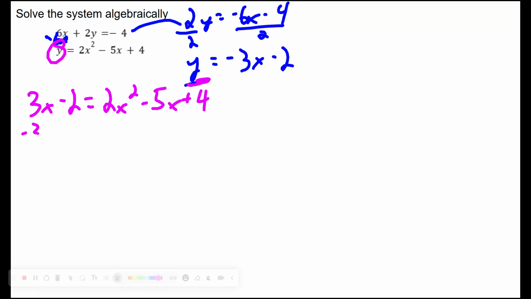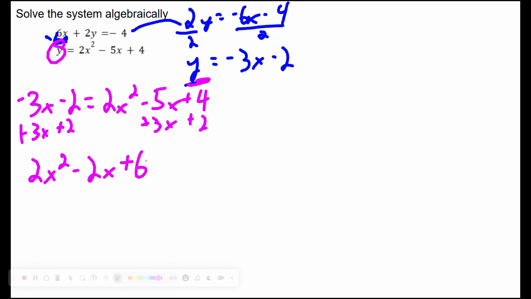To solve for that, I'm going to subtract 3x and add 2 to both sides, making sure I only do it to the like terms. I'm sorry, this should be negative 3x right here, and this is plus 3x. Alright, so my new quadratic equation is 2x squared minus 2x plus 6 equals 0.